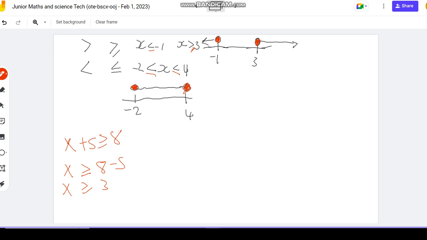And then maybe you have something like x minus 3 less than 5, and then you will have x, and then, no, it won't be minus, to be less than this thing, 5 plus 3, and then x is less than 8.